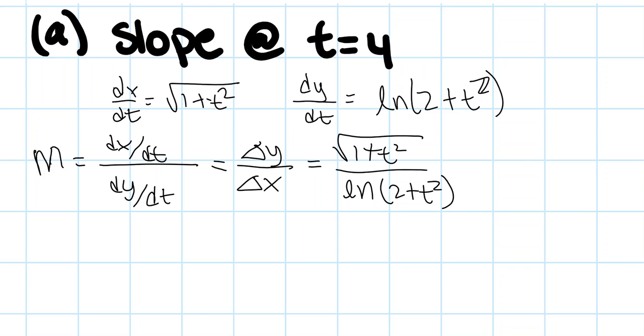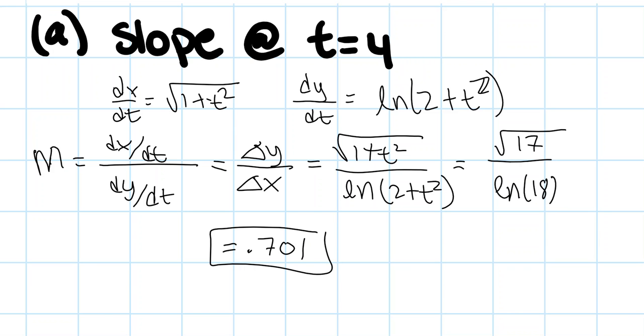We are evaluating this when t equals 4, so we can plug in 4 everywhere that we have a t. Then we can plug this into our calculators, because this is from the calculator section of the exam. This concludes part A, and we can move on to part B.